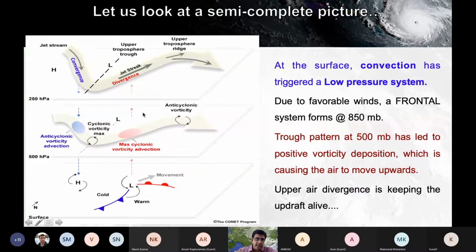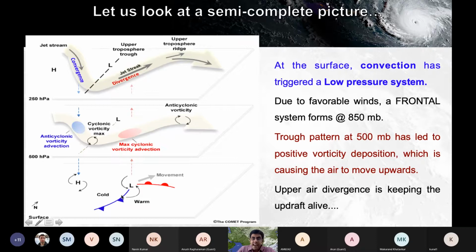So now putting all these things together, if I'm a meteorologist or a forecaster, what do I look for? At the surface, I look for the low pressure system that has formed. And if you remember my second or third slide, where I had drawn a schematic, I told you that whenever there's a low pressure, it will be surrounded by high pressures on both sides. So that is exactly what is happening. You see, there is a low pressure and it will always be surrounded by a high pressure.